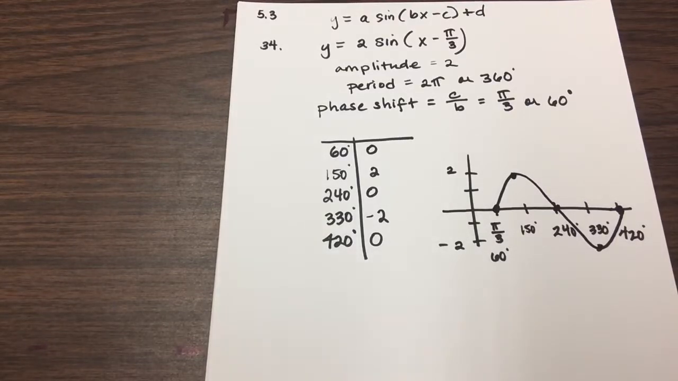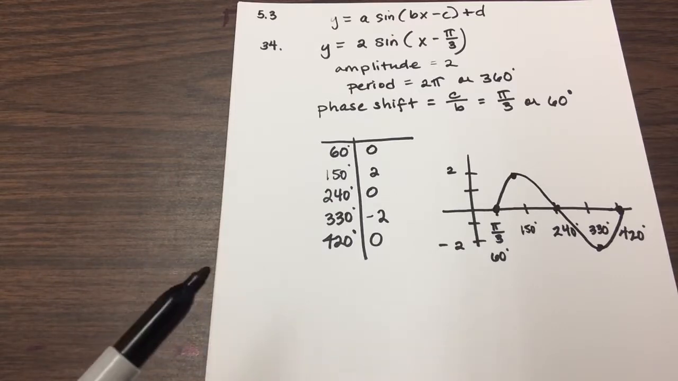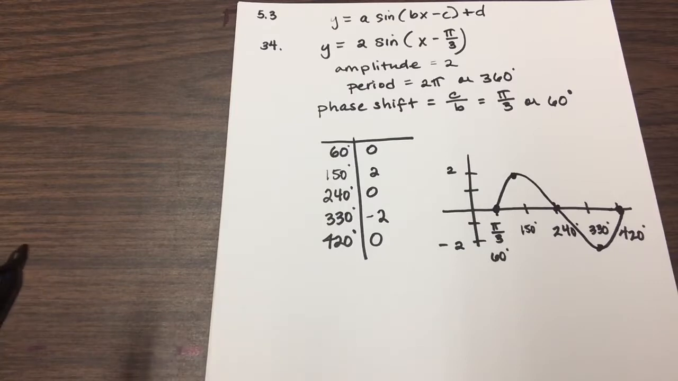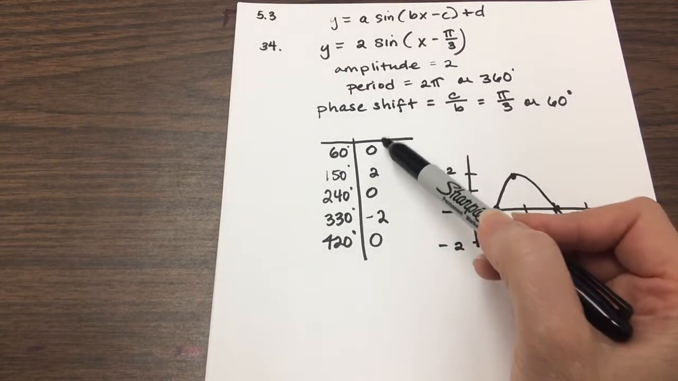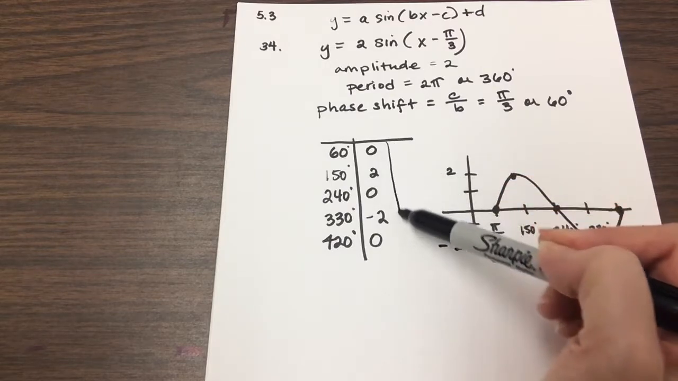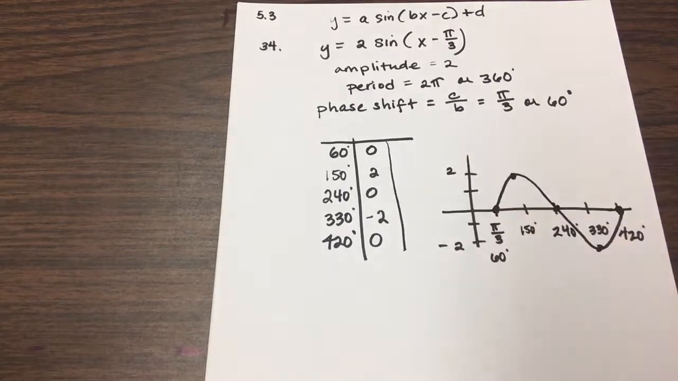So the key to this is going to be, when you have a phase shift, you're not really doing anything different. Still get your 5 points. Start at your phase shift, and then add a fourth of your period to get your 5 points, and then just keep practicing these so you'll pick up on these patterns.